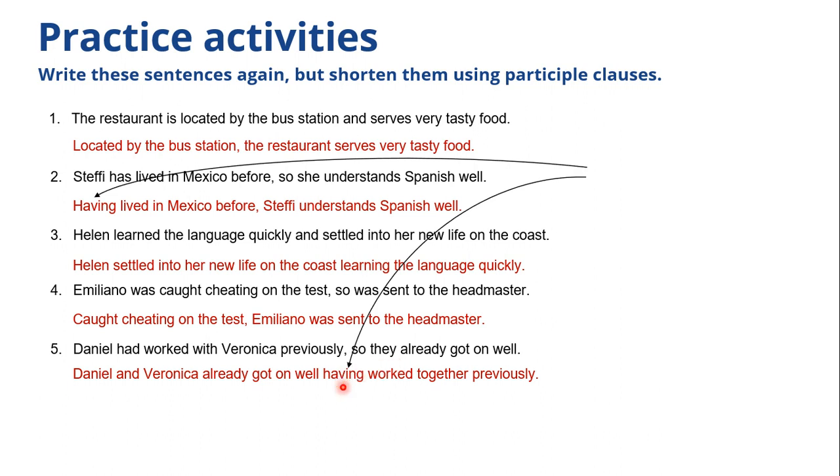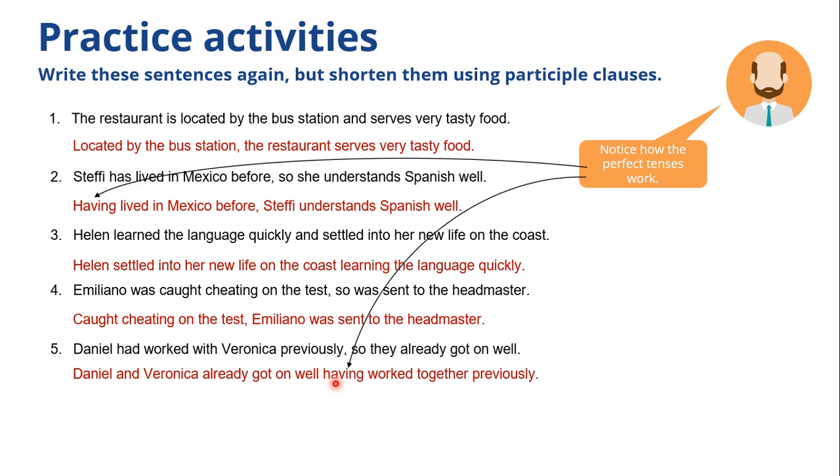Okay, see this: having, right? What is the use of the perfect tenses here? Here with the present perfect, has lived, here with the past perfect. Okay? Remember that the participle clauses can go at the beginning or at the end of the sentence.